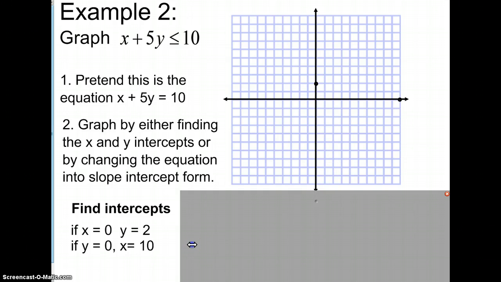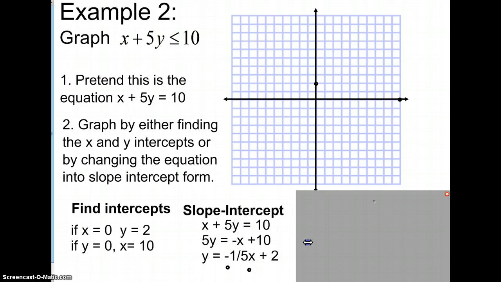But let's see what happens if you do slope-intercept. Okay, so first we want to isolate the y. We move the x to the opposite side. In order to do that, we subtract it. Next, we divide by the coefficient in front of y, which is 5. And we get a slope of negative 1/5 and a y-intercept of 2.